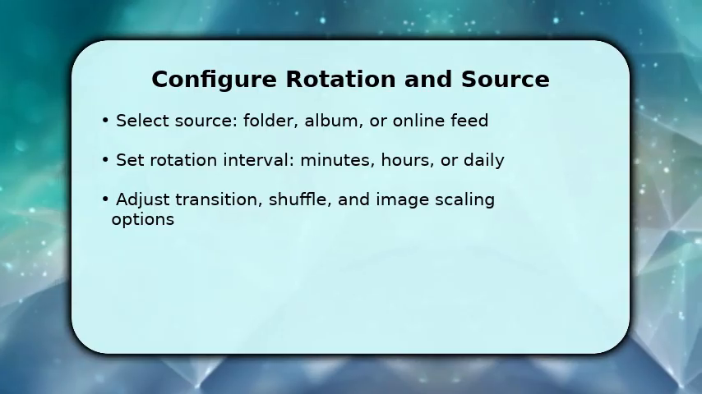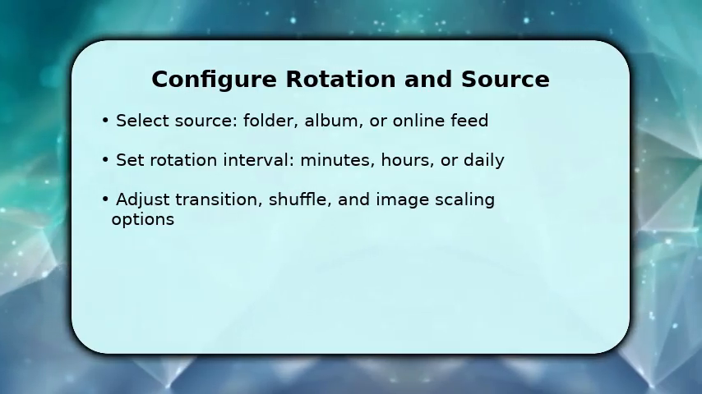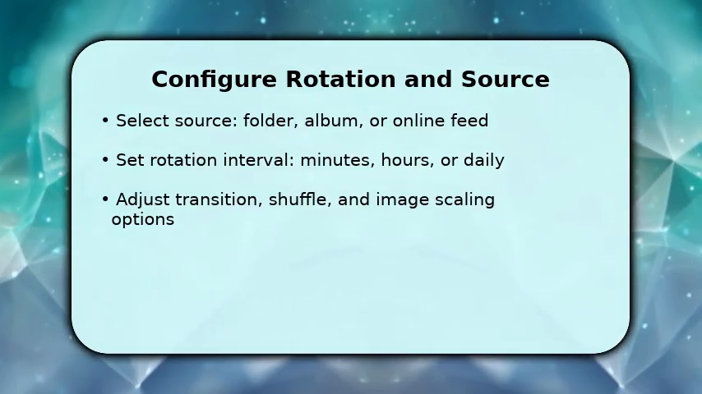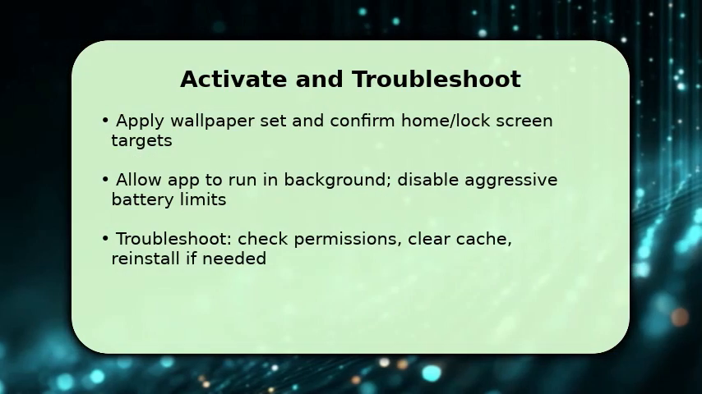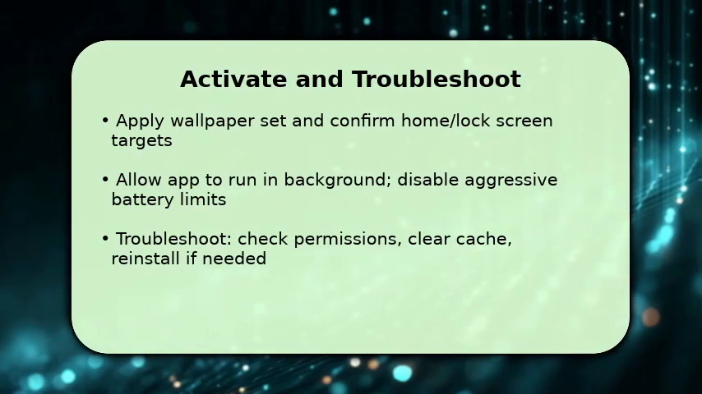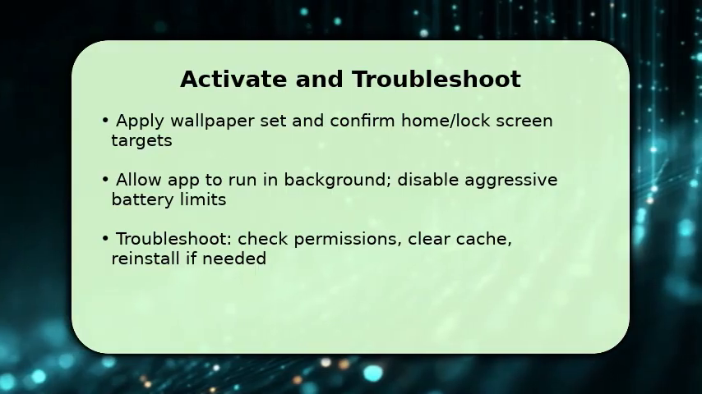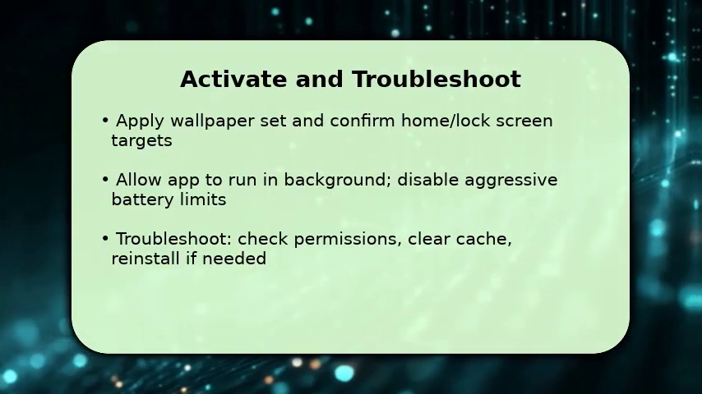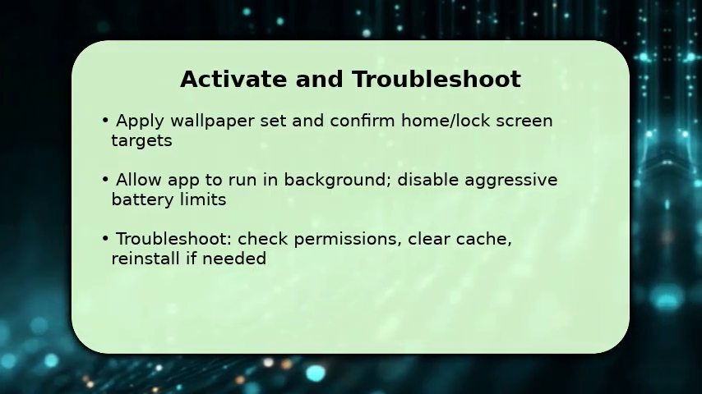After that, test by forcing an immediate change to verify settings are applied. You finish by applying the wallpaper set to home and/or lock screen and confirming the schedule is active. Make sure the app is whitelisted from battery optimization so the background task runs reliably.